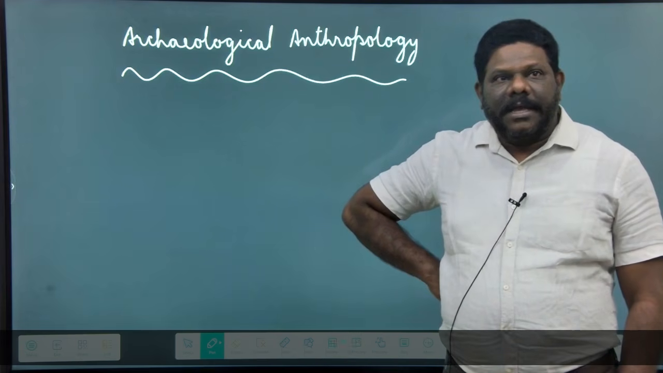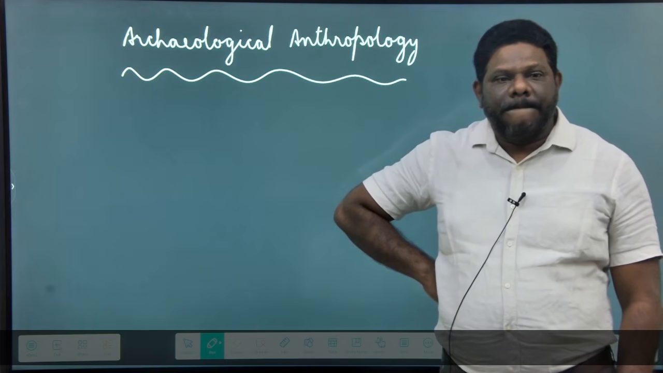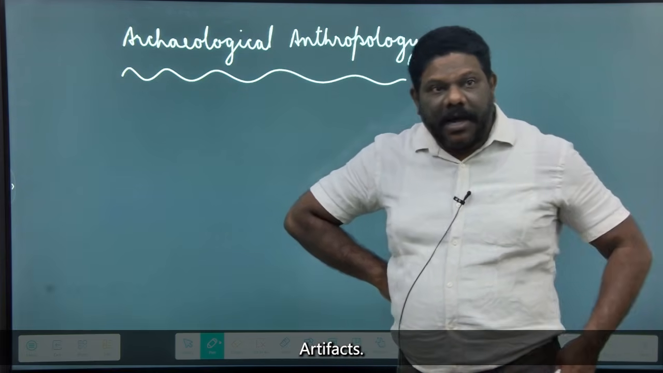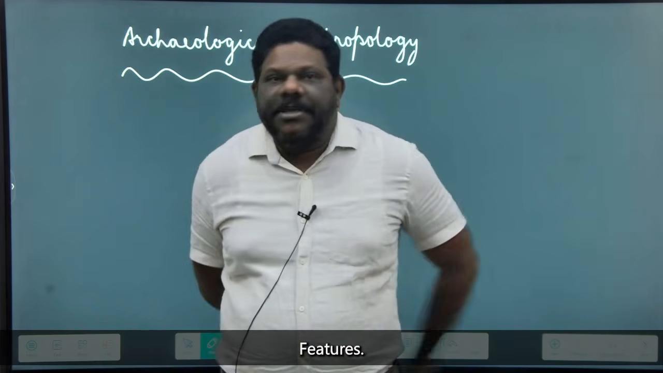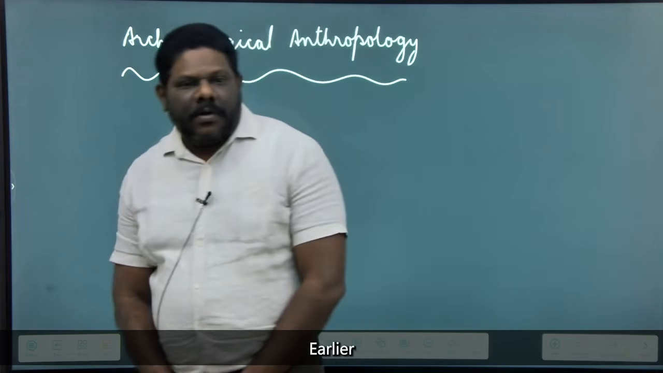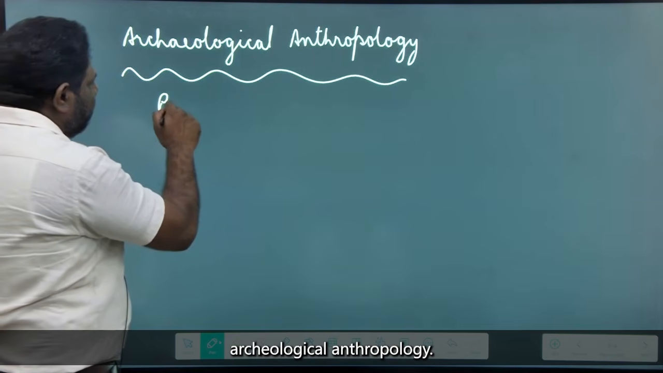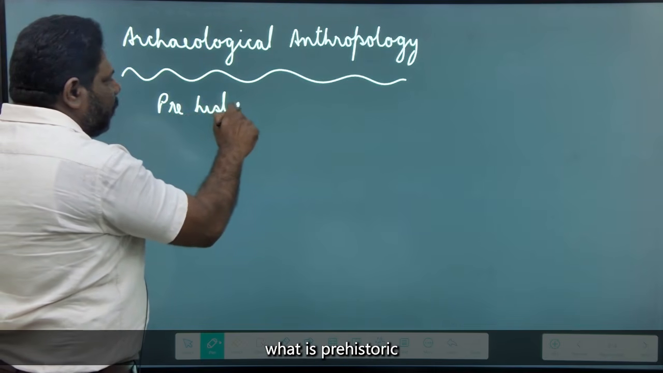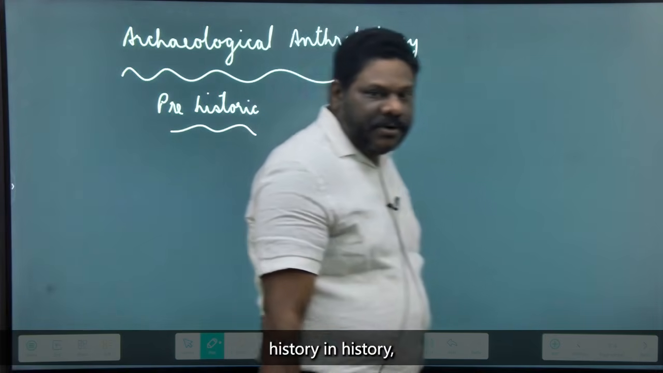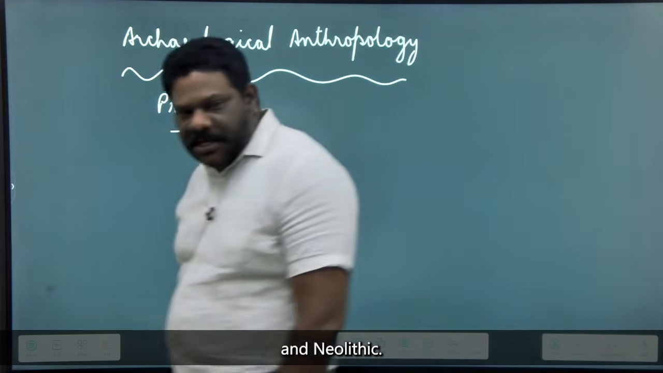It examines, analyzes, and evaluates various archaeological findings, which include artifacts, ecofacts, and features. Next, the sub-branches or scope. Earlier we have seen prehistoric archaeological anthropology and text-aided archaeological anthropology. I have discussed prehistory, proto-history and history. Prehistory refers to the Stone Age: Paleolithic, Mesolithic and Neolithic.